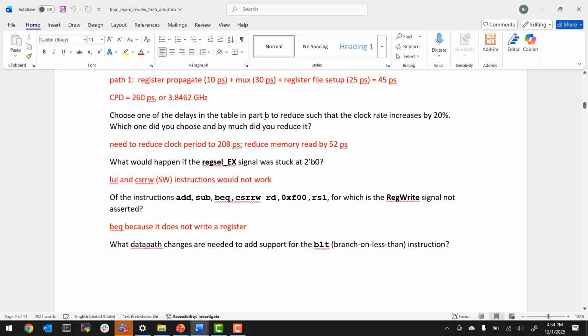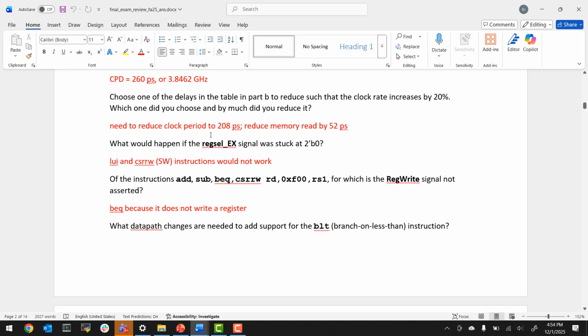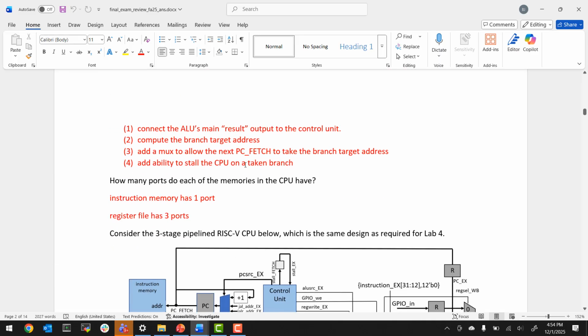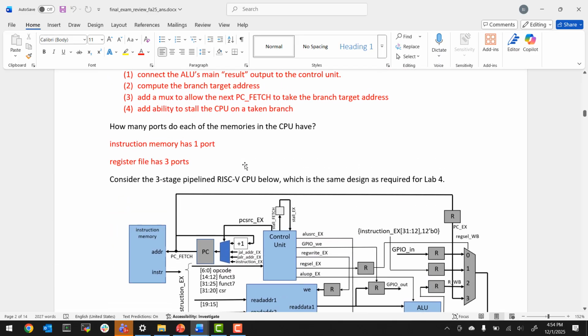Okay, so choose which of the delays to reduce by 20%. And I said you need to reduce the memory read, again, for the instruction read. What would happen if the reg cell was stuck at 0? Okay, we already talked about that. All right, so moving along.